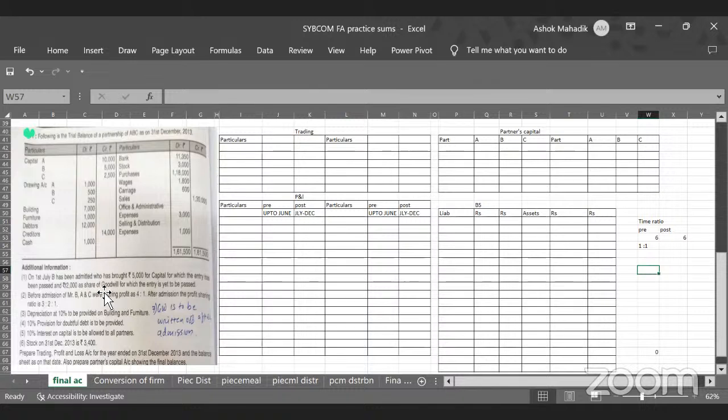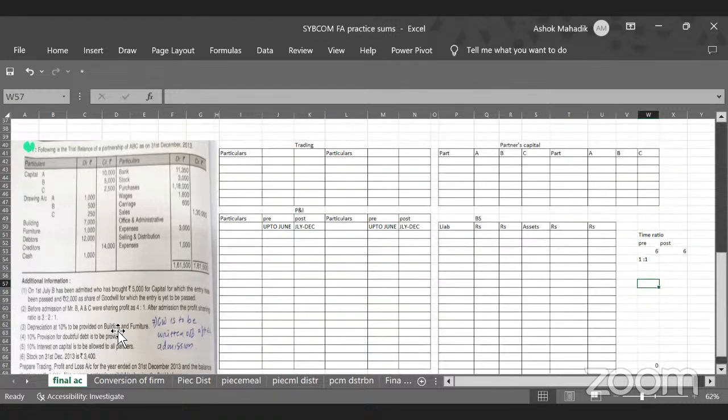We read the first one, adjustment. Now second, before admission of B, meaning B is the new partner. Be careful. Before admission of B, A and C were sharing profit in the ratio of 4:1. So whatever profit you get in the pre-column, that is up to June column, you will divide between A and C and not A and B. Be careful, and the ratio you will use is 4:1. After admission, the profit sharing ratio is 3:2:1. Now we'll presume this is in the sequence of A, B, and C. Clear?